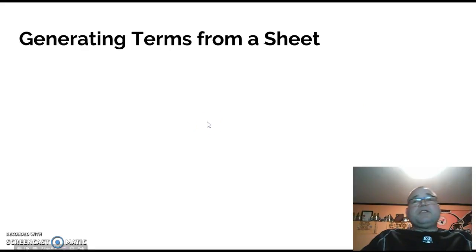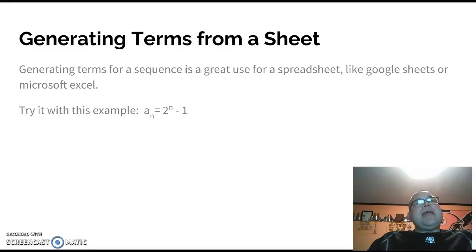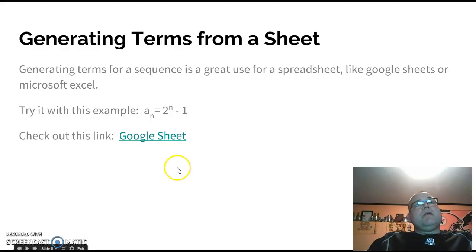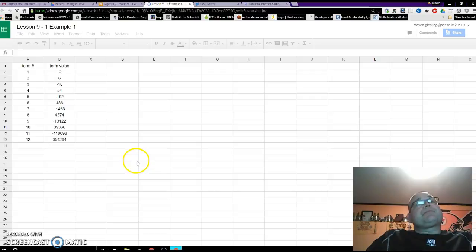A nice way for us to generate a lot of terms of a sequence in a big hurry is to use a spreadsheet, like Google Sheets or Excel. Well, let's take a look. a sub n equals 2 to the nth power minus 1. We're going to check out this link, 2 to the n minus 1, and we're going to go to a Google spreadsheet.